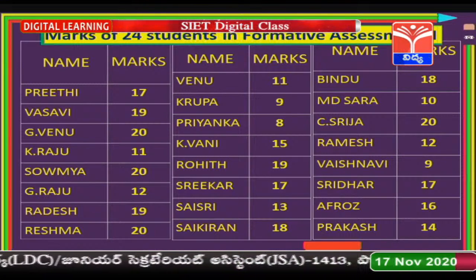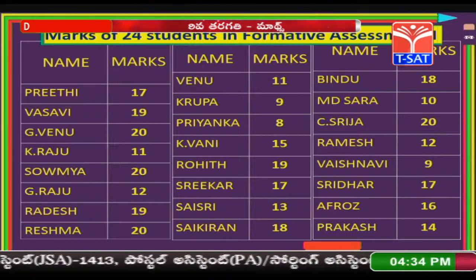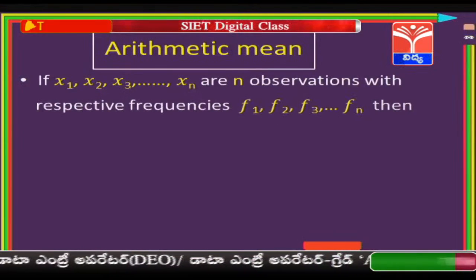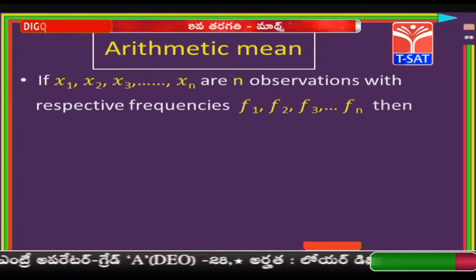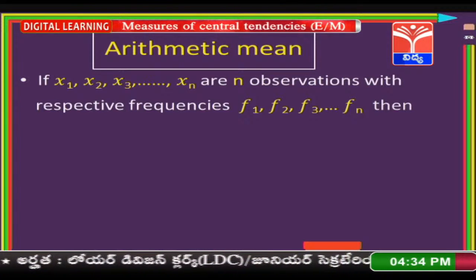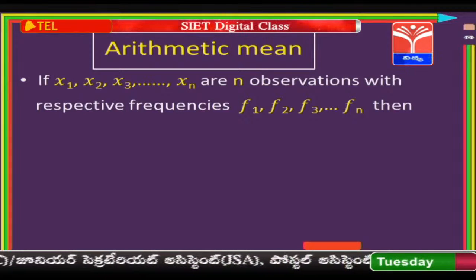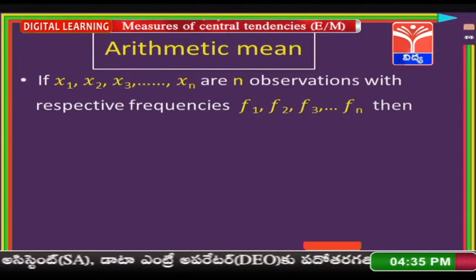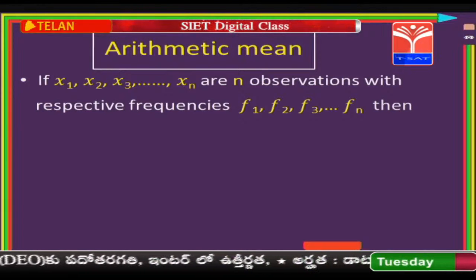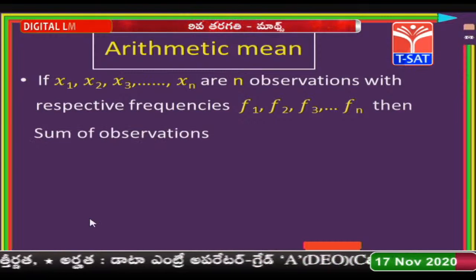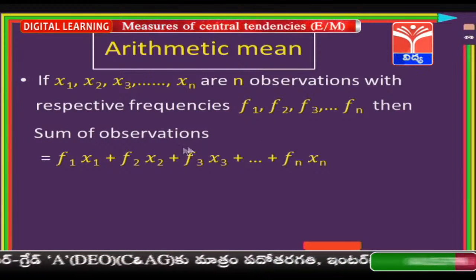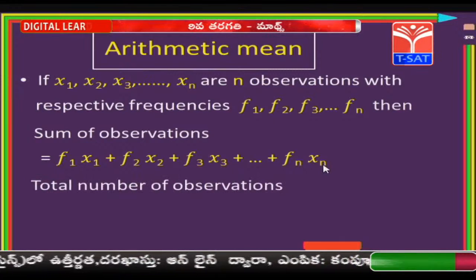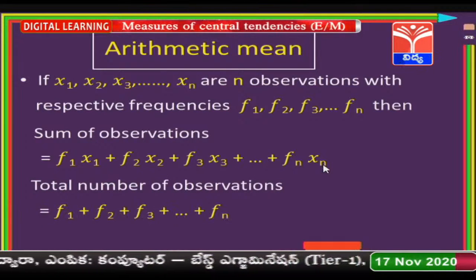So, when you take the data as ungrouped data and there is repetition, we are going to take the arithmetic mean formula like this. If x1, x2 going up to xn are n observations with the frequencies f1, f2, f3 going up to fn, it means that the observation x1 is repeated f1 number of times, x2 is repeated f2 number of times, x3 is repeated f3 number of times, and xn is repeated fn number of times. So, when you take the sum of the observations, it is going to be f1 x1 plus f2 x2 plus f3 x3 plus going on plus fn xn, and the total number of observations is given as f1 plus f2 plus f3 going up to fn.